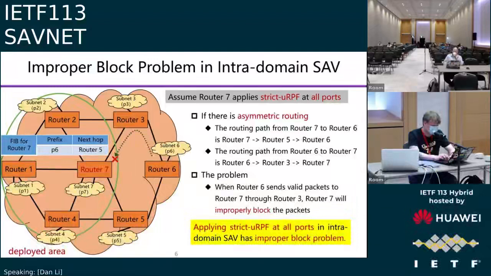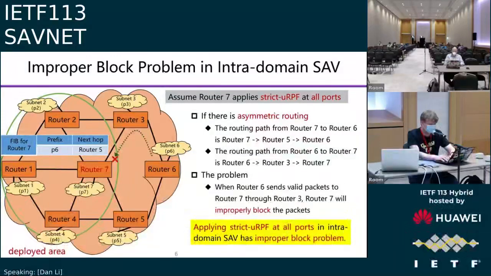But we assume that there is asymmetric routing between router 7 and router 6. Specifically, the routing path from router 7 to router 6 is along the path of router 7, 5, and 6, while in the reverse direction, the routing path from router 6 to router 7 is another path of router 6, 3, and 7. Now there will be a problem. When router 6 sends valid packets with correct source addresses to router 7 through router 3, when router 7 checks the incoming interface of these packets by looking up its local FIB, it will find that the incoming interface does not match the outgoing interface of the FIB. So it will improperly block these packets.